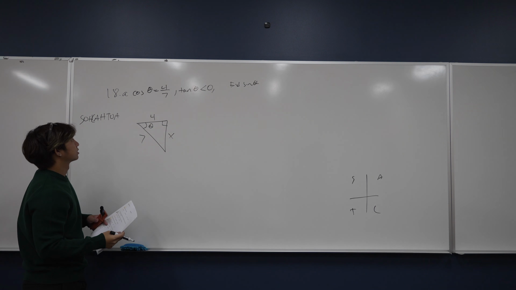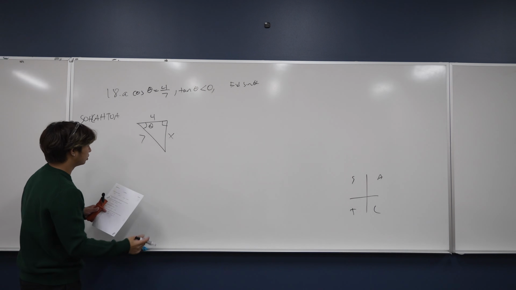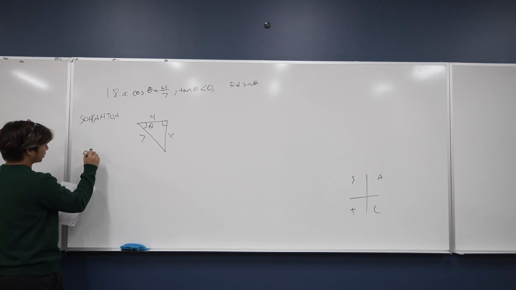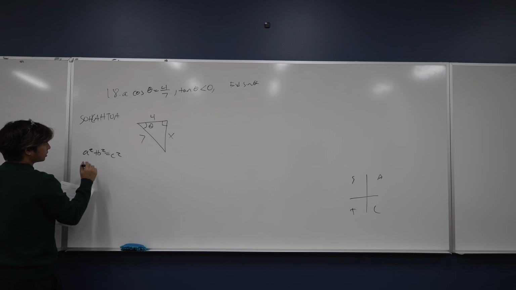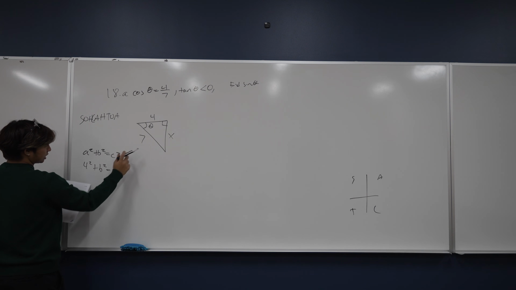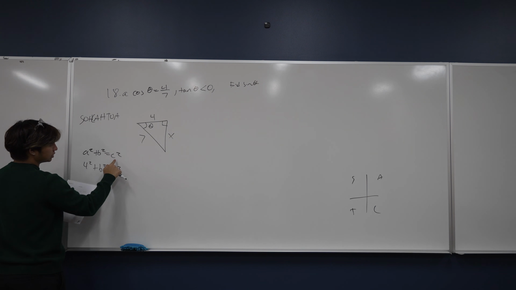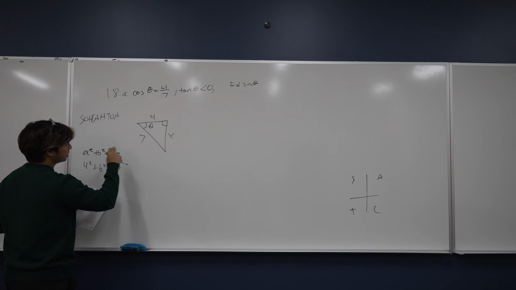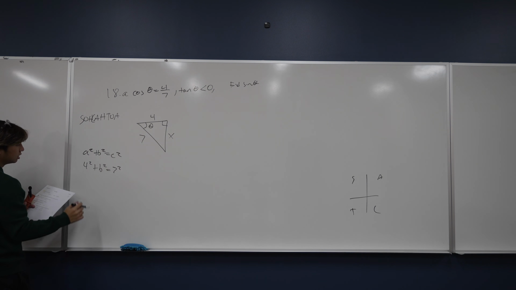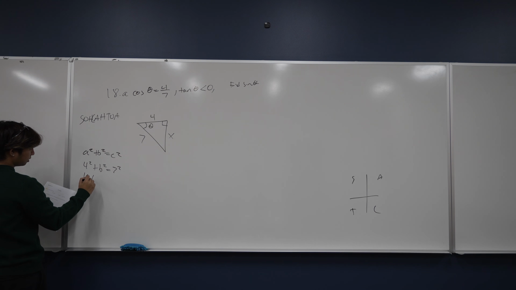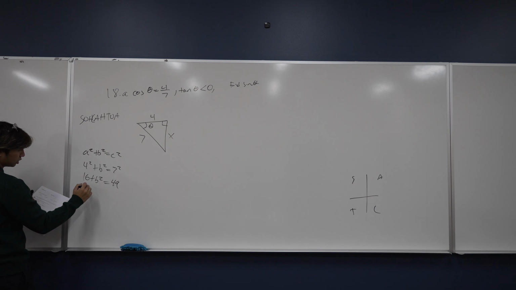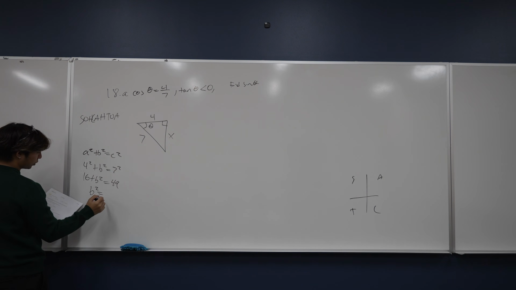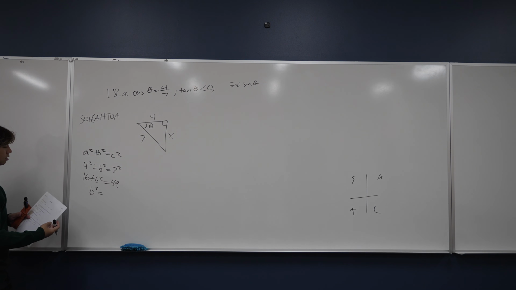So how do we find x? Well, good old Pythagorean theorem: a squared plus b squared equals c squared. So let's say this is a. We have 4 squared plus b squared equals 7 squared. Always know that the hypotenuse is c, the longest side. He's always by himself. 4 squared is 16, plus b squared equals 7 squared, which is 49. So let's move it over: b squared equals 49 minus 16.